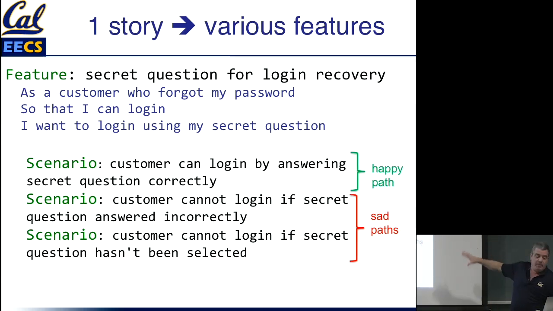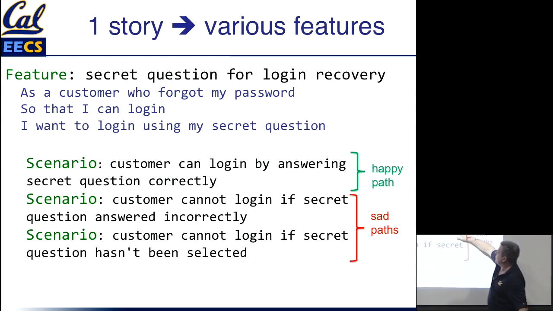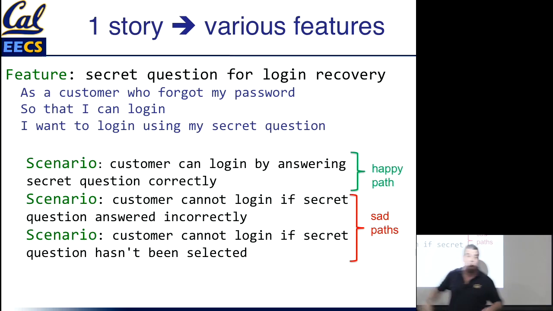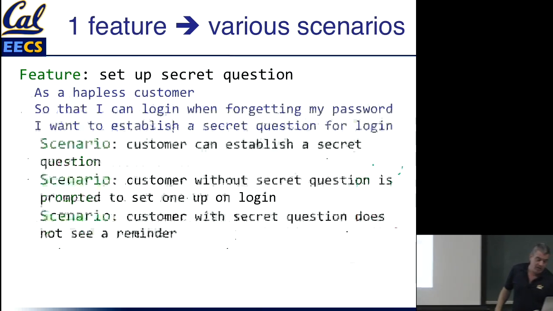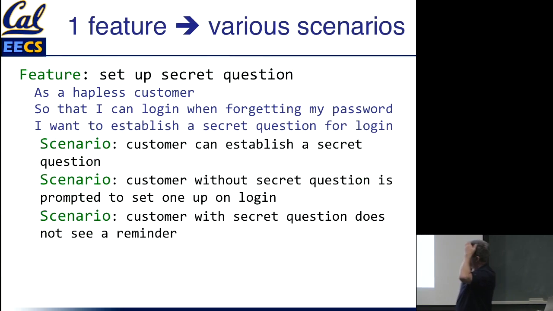So we haven't even talked about what happens to set up that secret question, because clearly, the happy path here and this first sad path story, they both assume that somehow the customer has set up a question and answer. So I got to do that one too. I need a separate feature, which is how do you set up a secret question? And again, that's going to break down into a handful of scenarios.